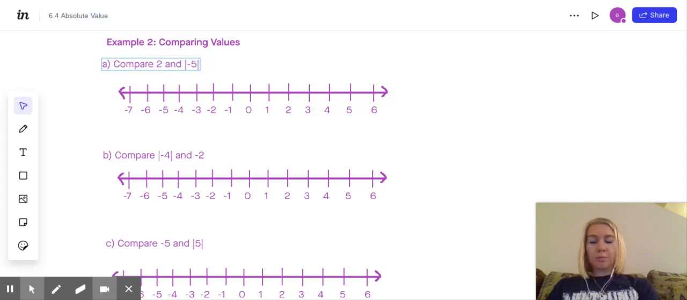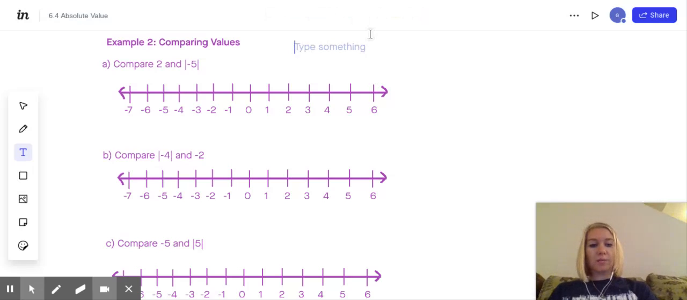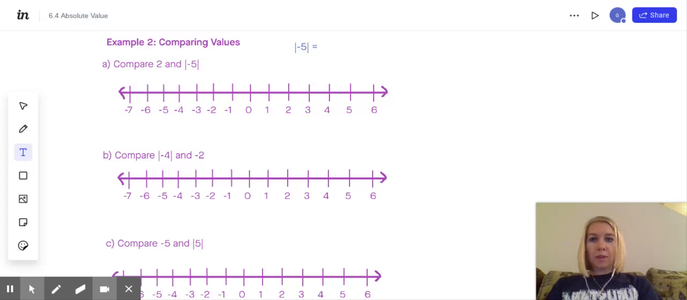So as we learned in the previous example, the absolute value of a number can never be negative, right? Because it's always how many steps or how far away a number is from 0, so it's never a negative number. So before we even graph anything, let's decide what is the absolute value of -5. Well, the absolute value of -5 would just be 5.